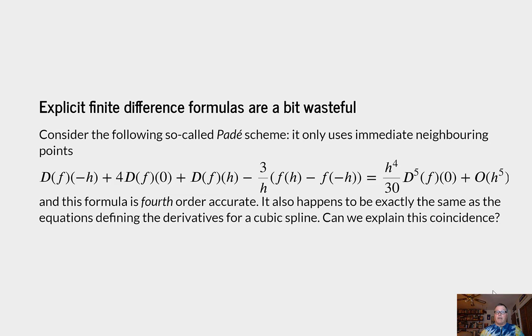And it also happens to be exactly the same as the equations defining the derivatives for a cubic spline. So that's a surprise. It was a surprise to me anyway. And one of the questions that I set out to answer was, can we explain this coincidence? Because we're solving a different problem. Here we're computing derivatives. We're not trying to make an interpolant have second order continuity at the node. That's not what we're doing. We're actually trying to compute accurate derivatives. Why should those two problems have the same answer?